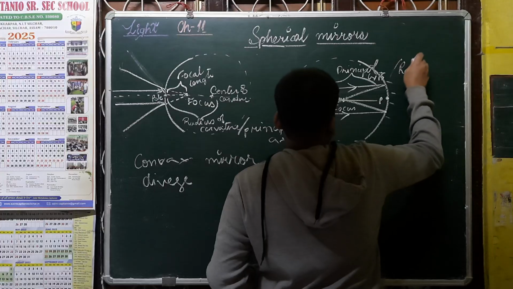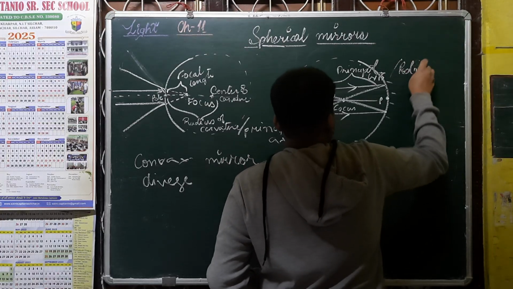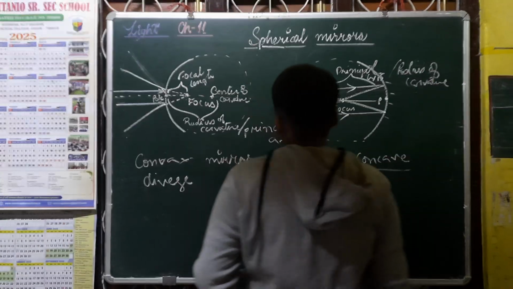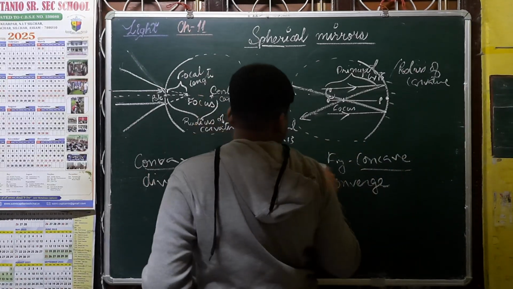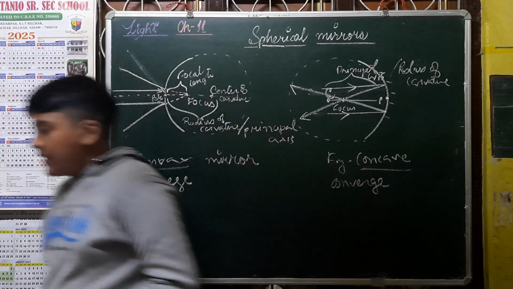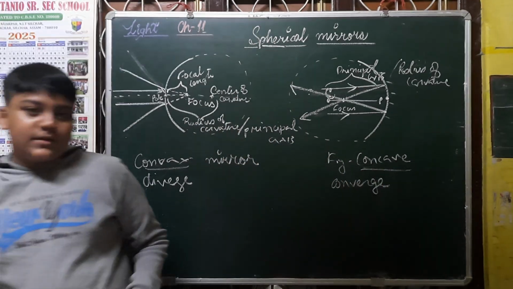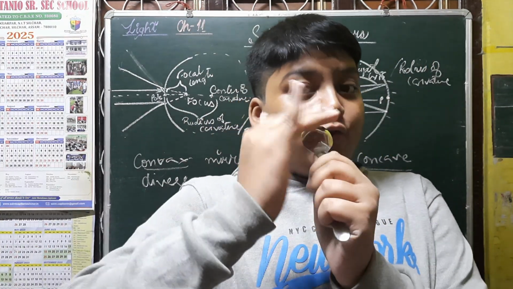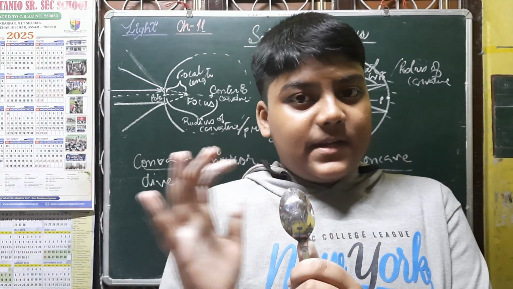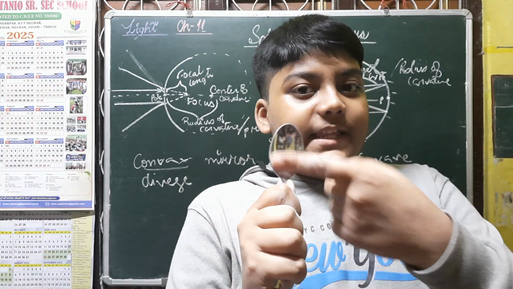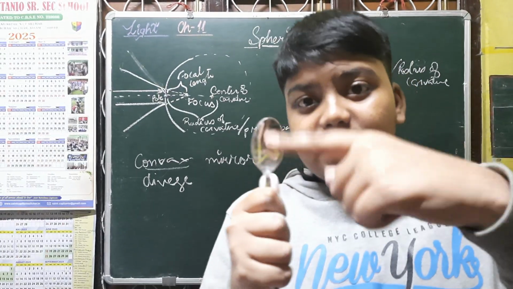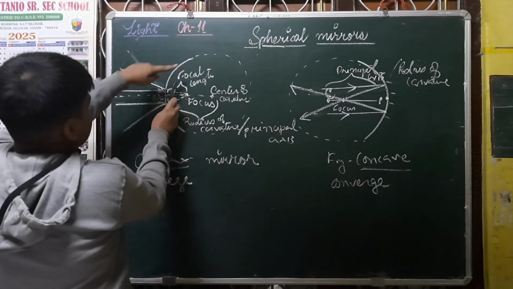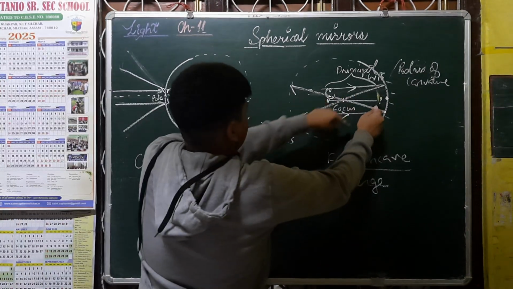Or the radius of curvature. The best example of convex and concave mirror can be shown in a spoon. This side bulges outward, so this is a convex mirror. Here this side is curved inward, so this is a concave mirror. This is a convex mirror. This is a concave mirror.